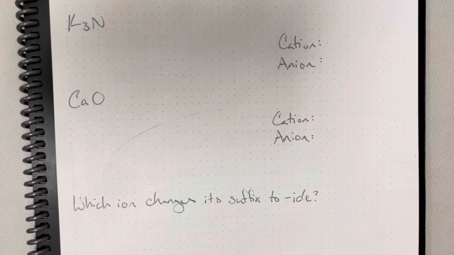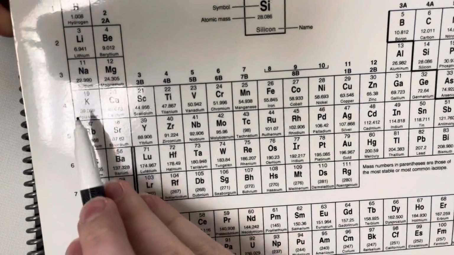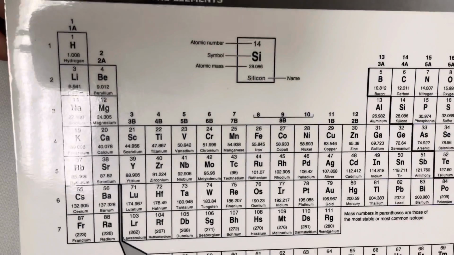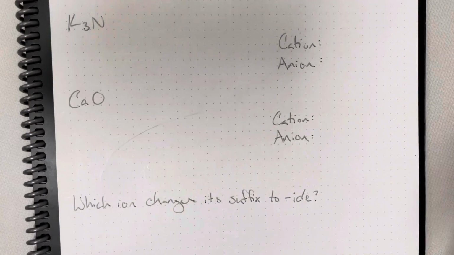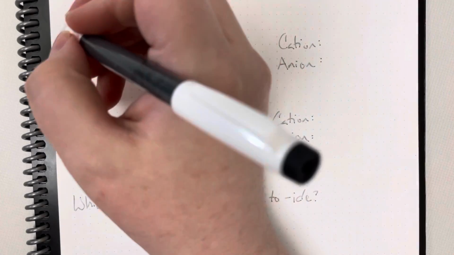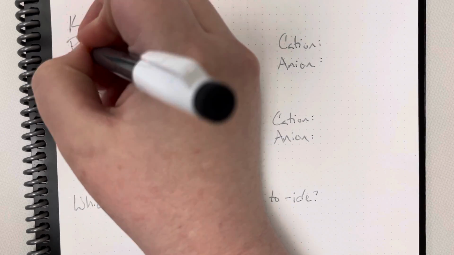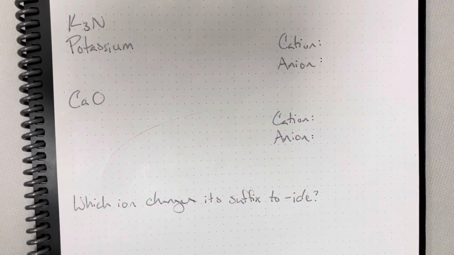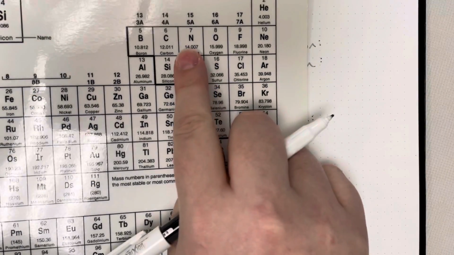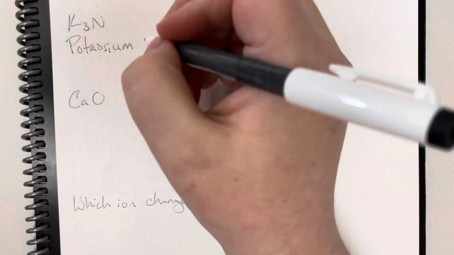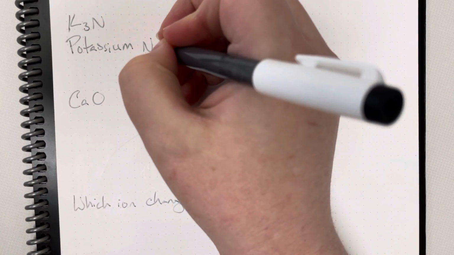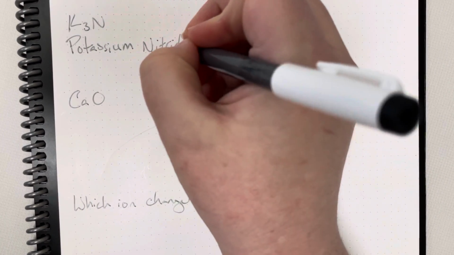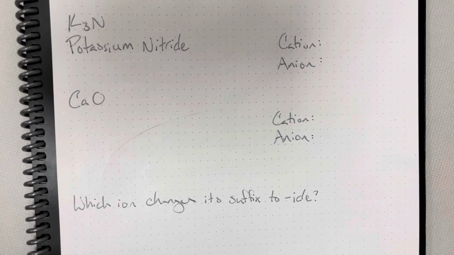Naming K3N. First, I need to figure out who K is. K is potassium. It's in the first two columns, which makes that a representative metal. So I can just go ahead and write down K's name, potassium. And then my partner is N. N is nitrogen. Nitrogen being my anion will change its suffix to "ide." So this will turn into nitride. So potassium nitride is my name.